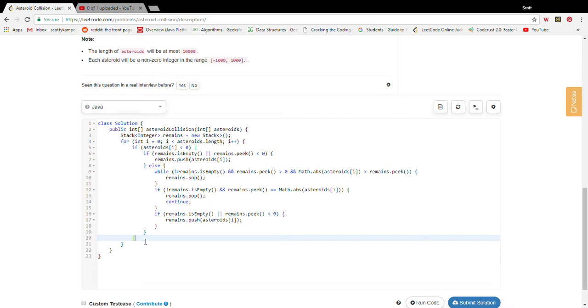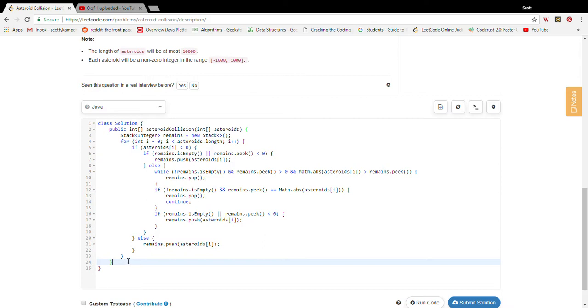Let's deal with right moving asteroids, which is going to be really simple. Just push it on the stack. And why are we doing that? Because we're doing all the explosion, who wins, who loses calculations here on the left ones. And since we're going from left to right, if we encounter a right moving asteroid, we can just consider the left moving asteroid that comes after it in the array. Since we're moving from left to right, the asteroid is also moving from left to right. So that's it for our loop.